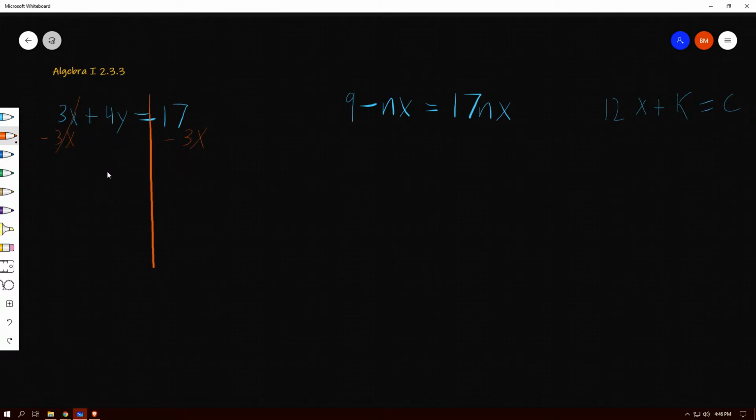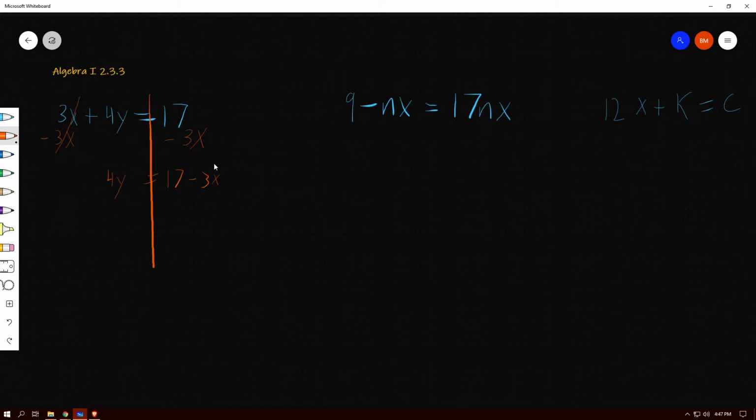That cancels. I can bring this 4y down. And now 17 minus 3x. 17 does not have an x term. It's a constant. It has no variable. So that tells me that these are not like terms, and if they are not like terms, we can't combine them. So I'm just going to write 17 minus 3x, just like that.